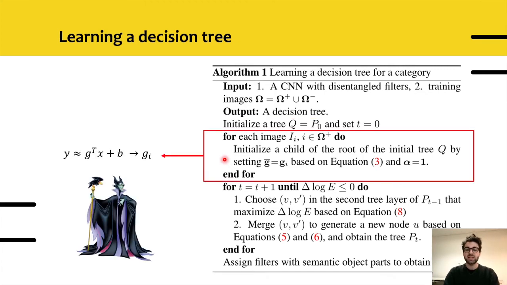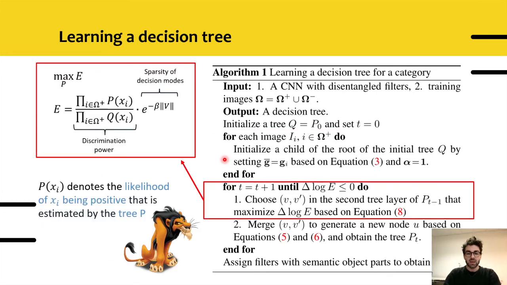So now we have the initialization phase. For each image xi, with i belonging to omega plus, we initialize the child of the root of the initial tree Q by setting g hat equal to gi, because as we said, alpha is equal to 1 for the leaf nodes. Gi is computed by the equation, the Maleficent equation, or Mickey Mouse equation in the simplified form, that we have already encountered.